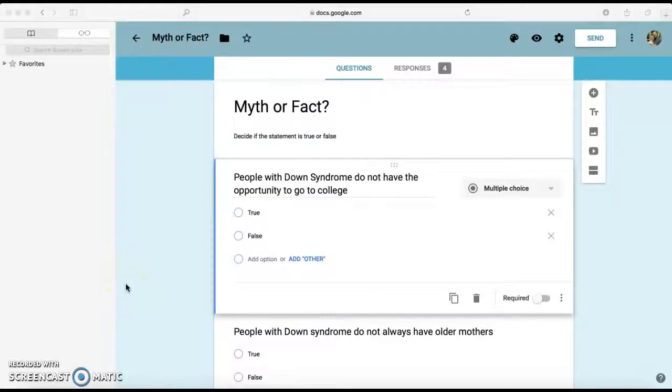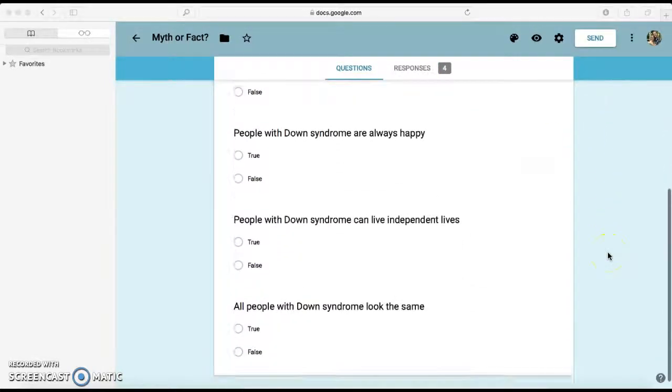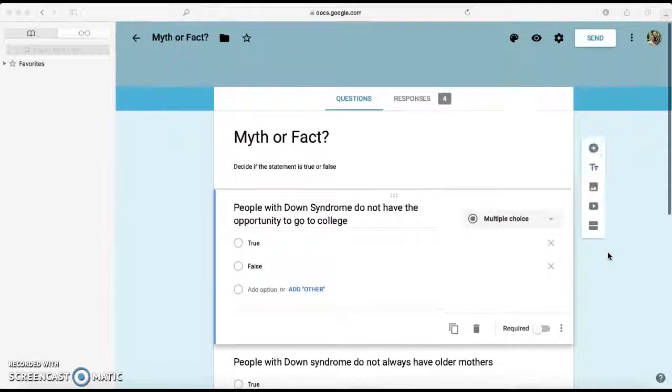Here is the form I created. First, I'm going to show you the questions I have. I wanted my questions to be about myth or fact, and this is based off an objective I created about myth or facts about people with Down syndrome. And I wanted my students to be able to receive an 80% accuracy after completing this little form.